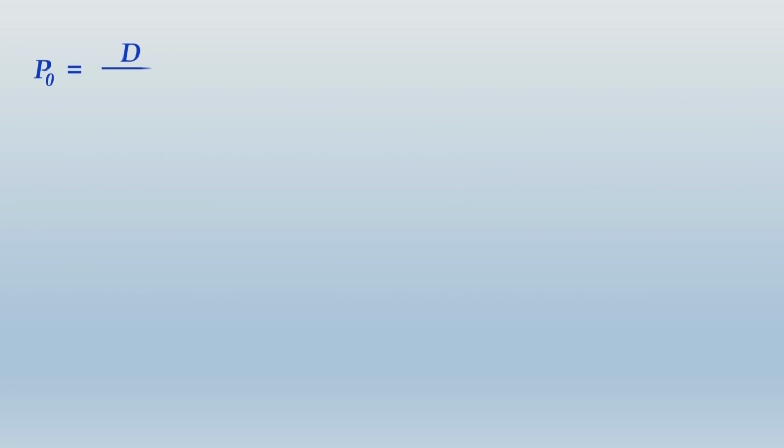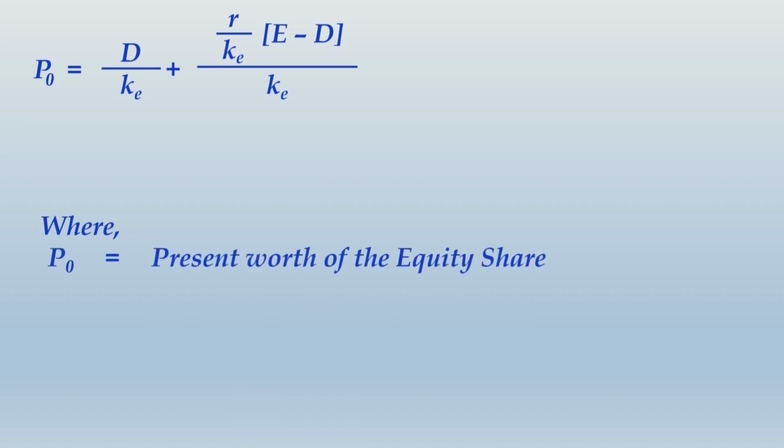In your solution, of course, you will first write up Walter's model formula, and that is P0 = D/Ke + (r/Ke)(E − D)/Ke. Now, this whole thing is so simple and logically understandable, but let us first do the calculation part. Whenever you write a formula, of course, you have to define all the variables. P0 is the present worth of equity share that we have to determine. D is the amount of dividend per share, that will be rupees 10.